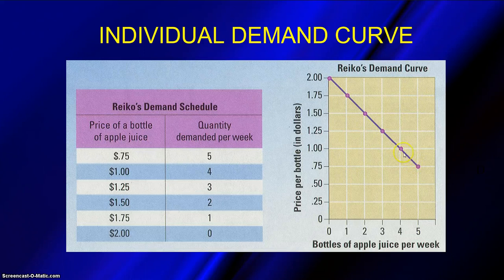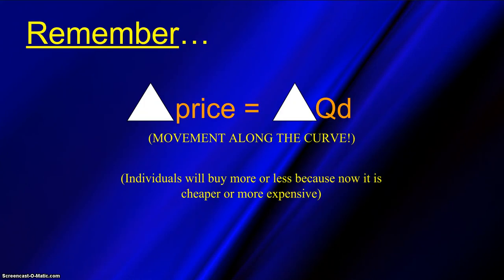And when the price of apple juice went back up, if the price of apple juice were to rise, the quantity of bottles of apple juice that Rico would buy per week goes back down. You move back up that curve. So when the price changes, by the way, this triangle is the Greek sign for delta, which means change in. When the price changes, the quantity demanded changes, which is represented by a movement along the curve.